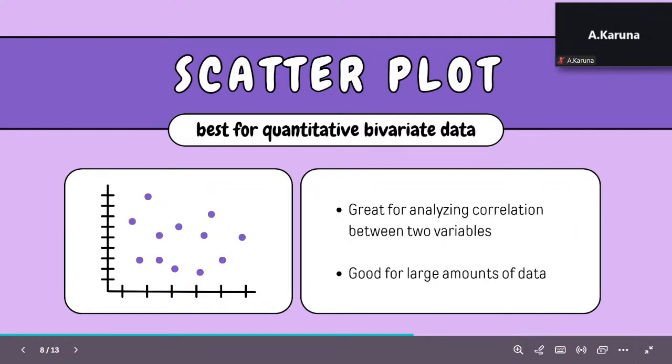A scatter plot. This is also best for quantitative bivariate data. Quantitative, again, being numbers, and bivariate means two variables, right? And it's great to analyze the correlation between two variables and good for large amounts of data.